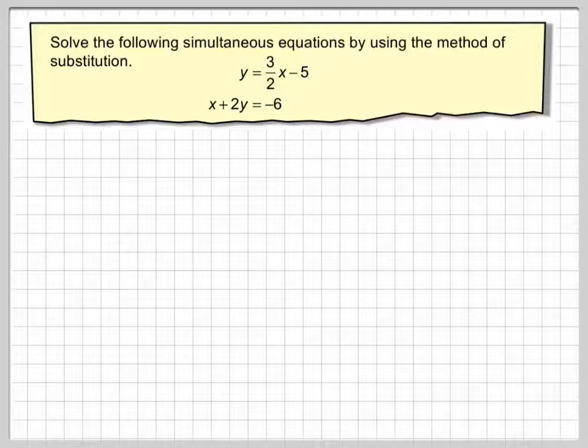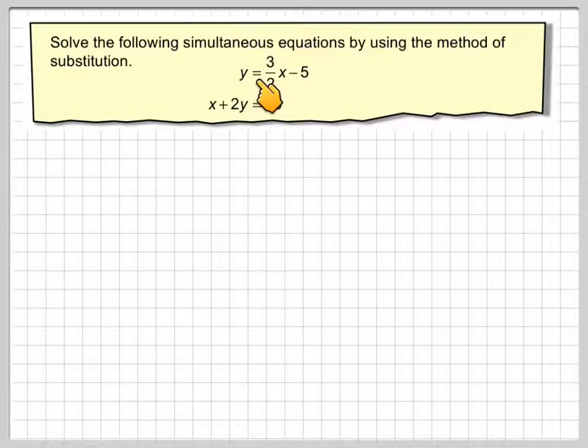Okay, in this video we're going to look at solving simultaneous equations. Now there are different methods of solving simultaneous equations. In this video we're going to look at the method of substitution. So it says solve the following simultaneous equations by using the method of substitution.